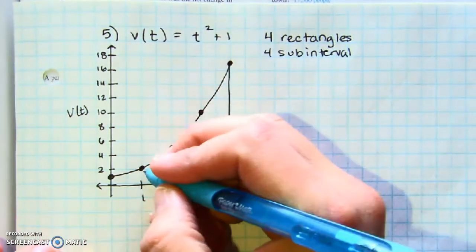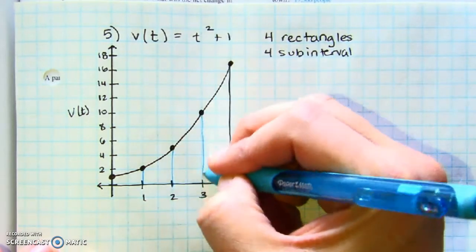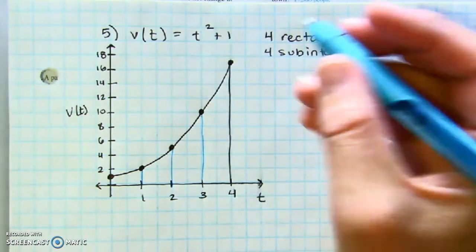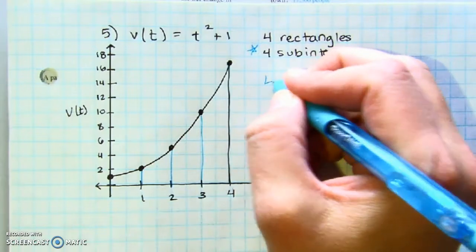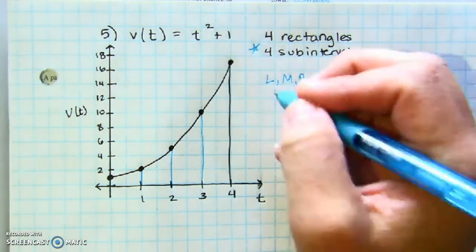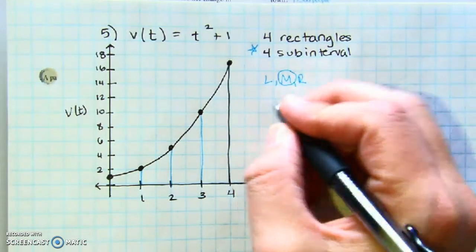So 1, 2, 3, 4, and then it has to tell you this in the question, and then it has to tell you, are you doing a left, midpoint, or right? And in this question, it told us to do a midpoint height, right?